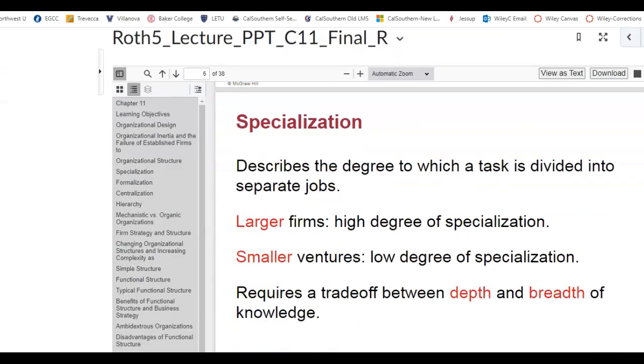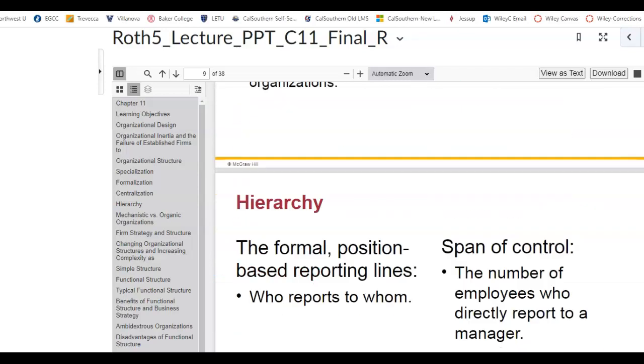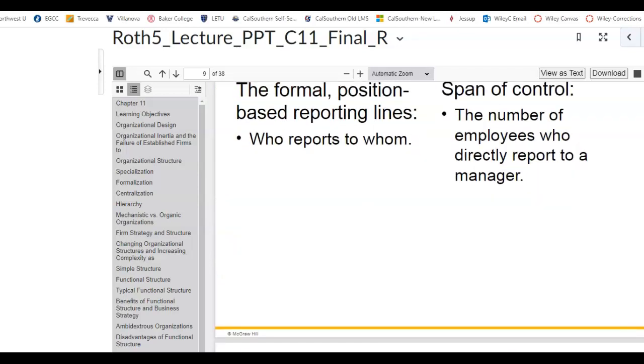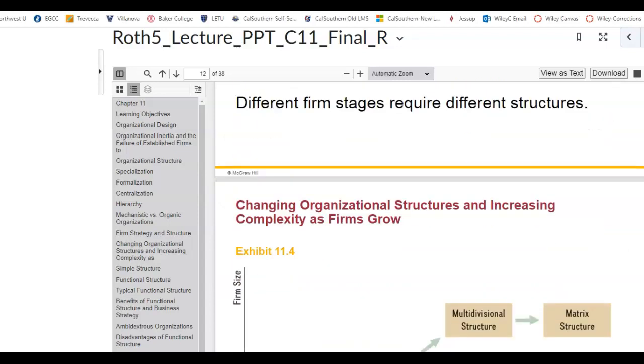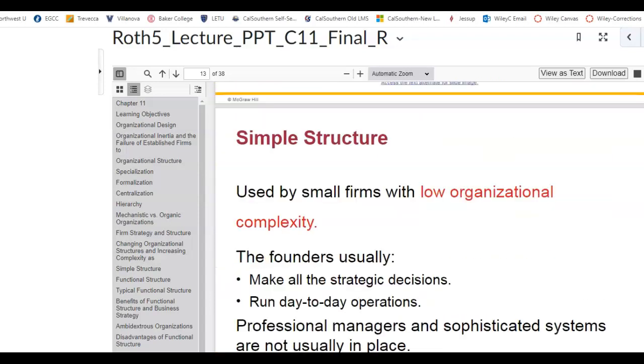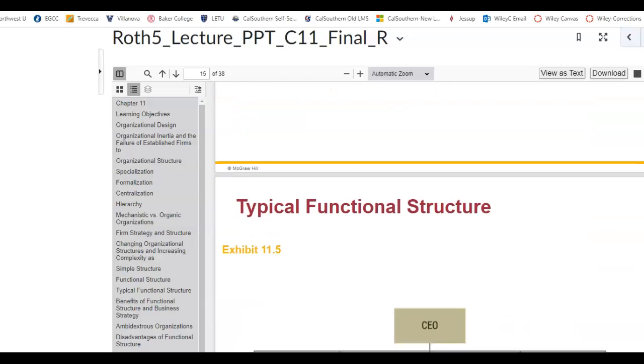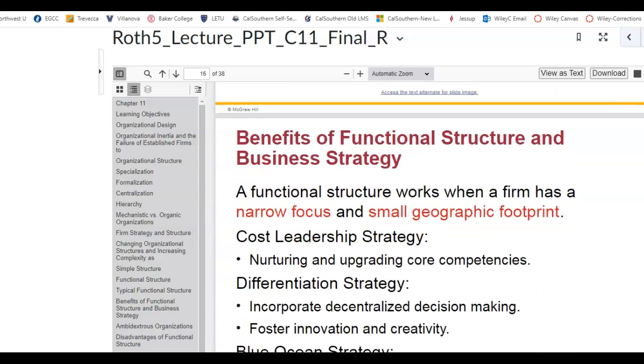We have specializations, which we have larger firms which kind of have a high degree of specialization, smaller firms that have a lower degree. Hierarchy, you got span of control, you got mechanistic and organic cultures. These are definitely ones that we want to look at and really try to understand moving forward in this class as well. Let me just see if there's anything I want to highlight to you on this.